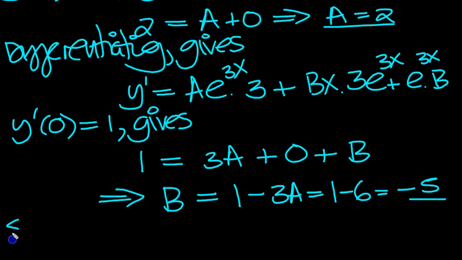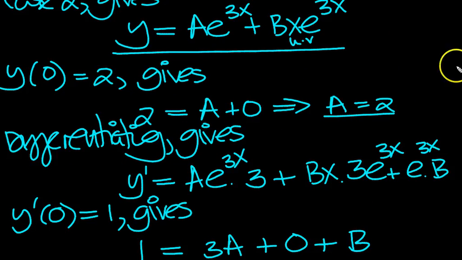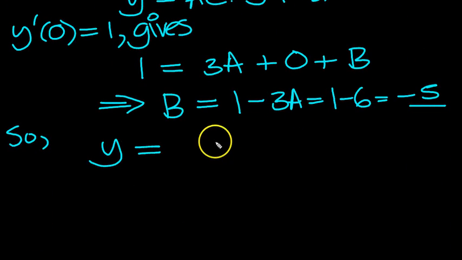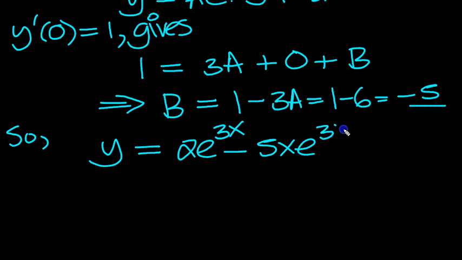So now we can write down the final solution then. y equals, let's have a look back and see what we had. Here's the solution, a e to the 3x plus bx e to the 3x. So let's write that down then. a was 2, so it's 2e to the 3x plus b, which is minus 5, x e to the 3x.